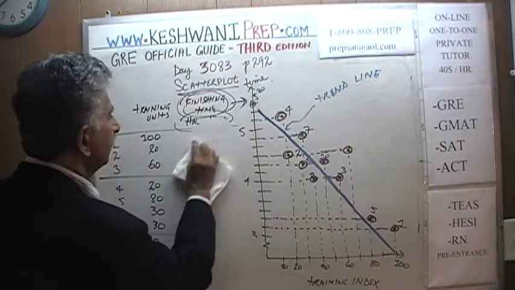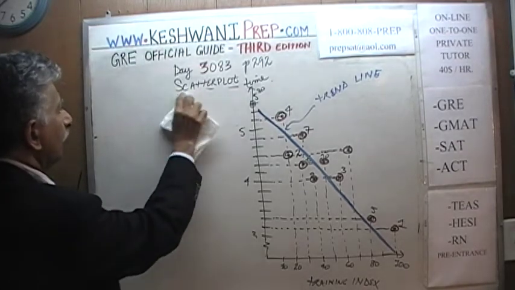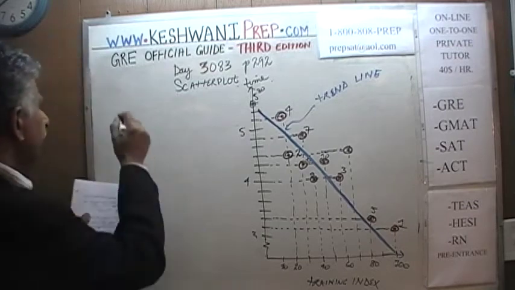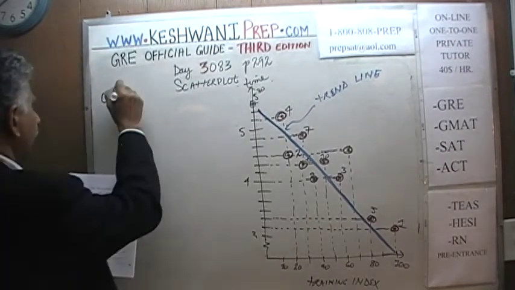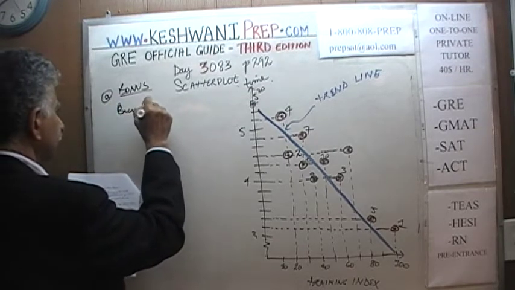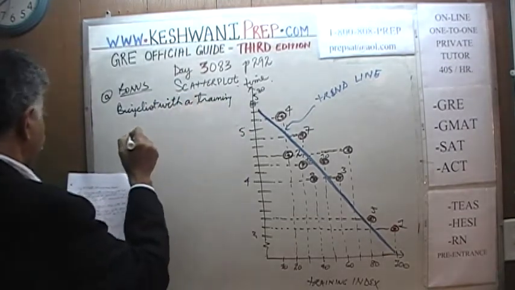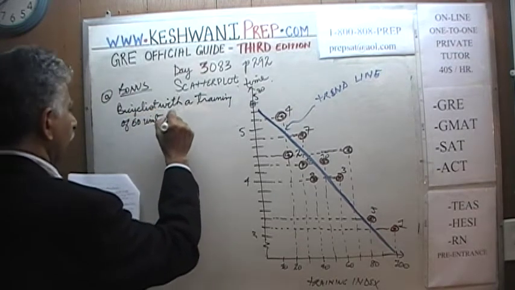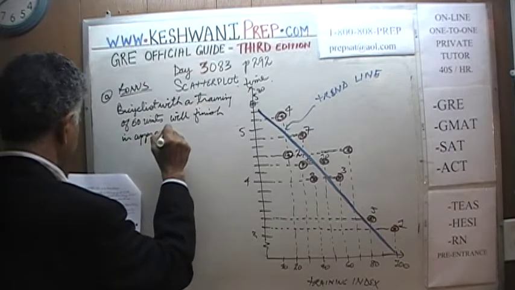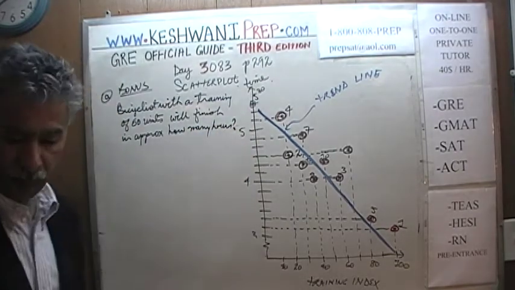Here's the first question. These questions are not in the book, you understand? They are not in the book. These are bonus questions. A bicyclist with training of 60 units will finish in approximately how many hours.